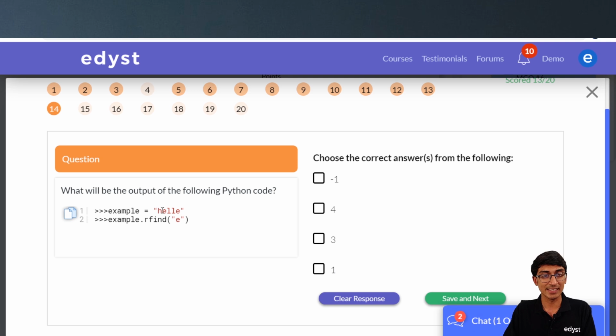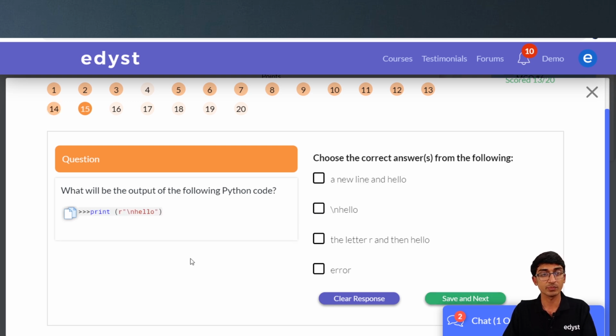Example is equal to HELLE, example dot rfind. What rfind does, we all remember the find method. The find method finds the first occurrence of E from the start. The rfind finds the first occurrence of E from the end, and so in this case it's going to return a positive integer, which is the index here, 4.